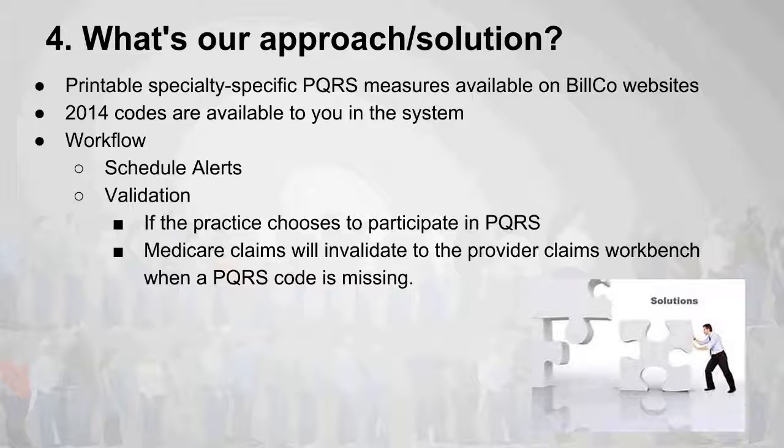And the other validation that we have is that if you do have a Medicare patient and we do turn on the validation to ensure that you have a PQRS code on your claim, if you do not have the PQRS code on the claim, that claim will invalidate to your workbench, letting you know that you missed it. You have the opportunity at that point to apply an applicable PQRS code or to go ahead and force the claim out of the system.